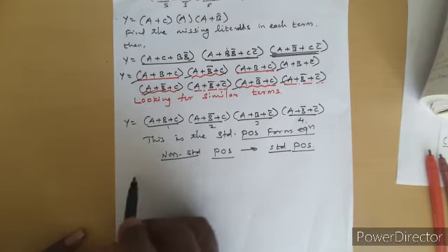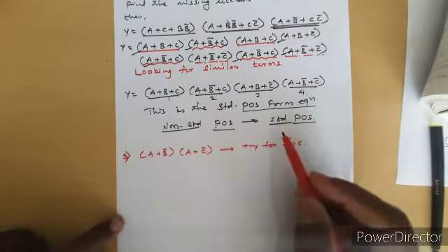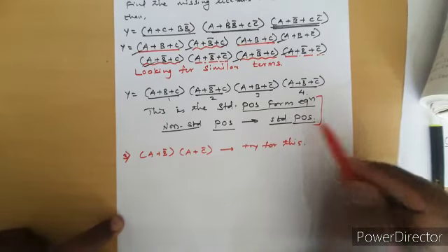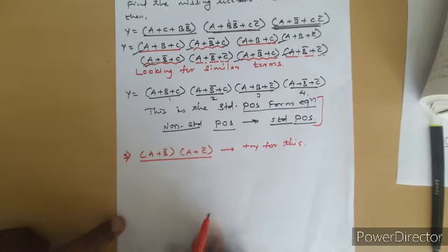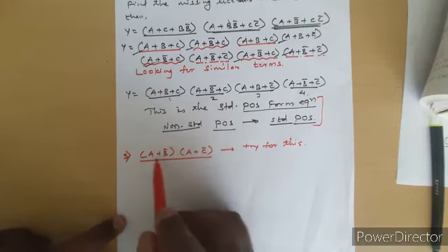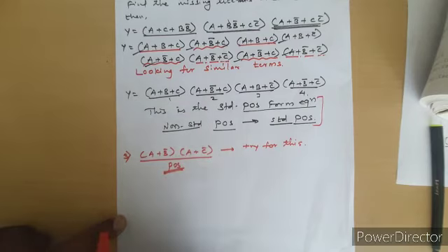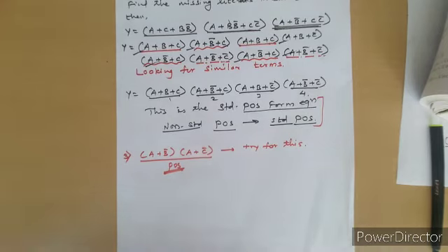Now we can go for this. Once you have understood how to convert, you can try this equation. It is (a plus b bar) in one bracket, and (a plus c bar) in another. You can see that these are in POS form. So convert the given POS into standard POS form.